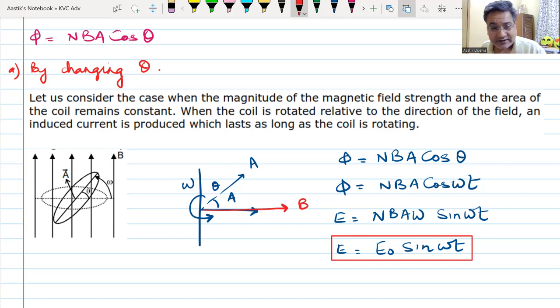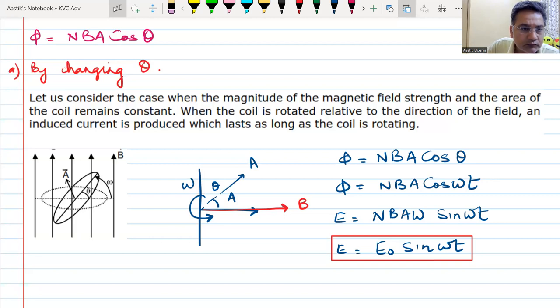To find out the current in the circuit, you just divide this instantaneous EMF by the resistance R, and you will get your alternating current. Do we understand this? Yes, sir. I'll give you 2 minutes to note this down. Well, let me give you this question.